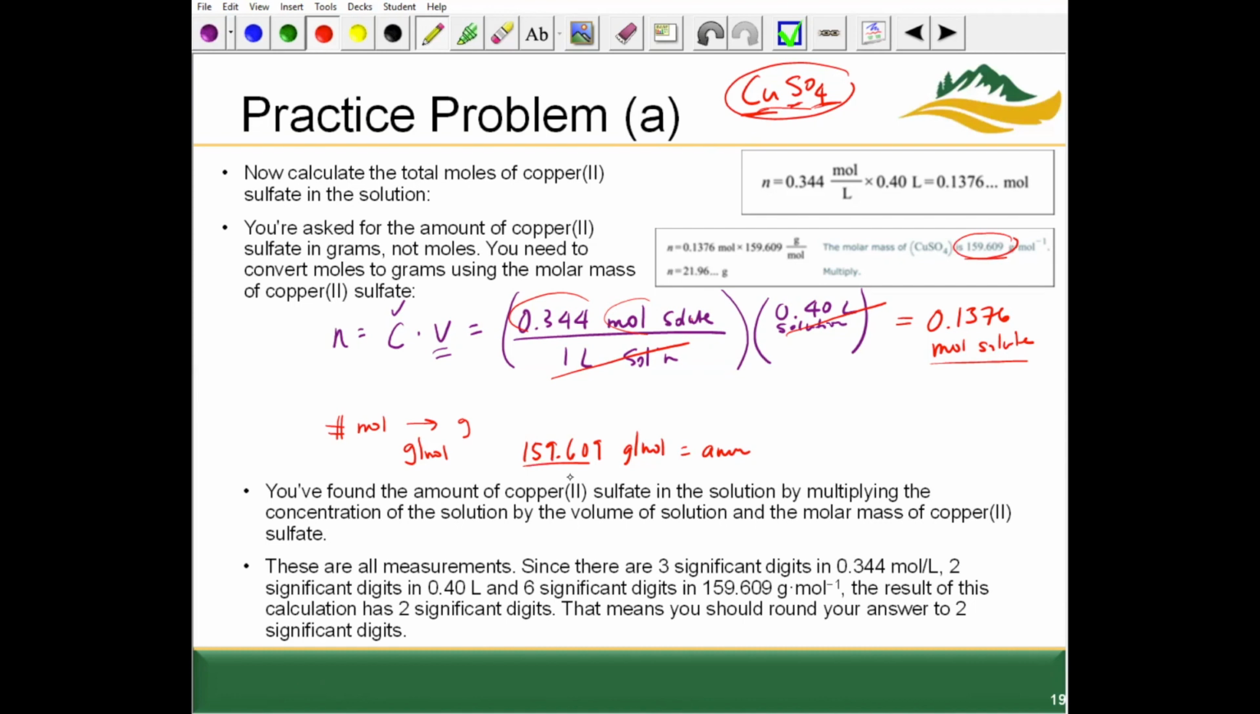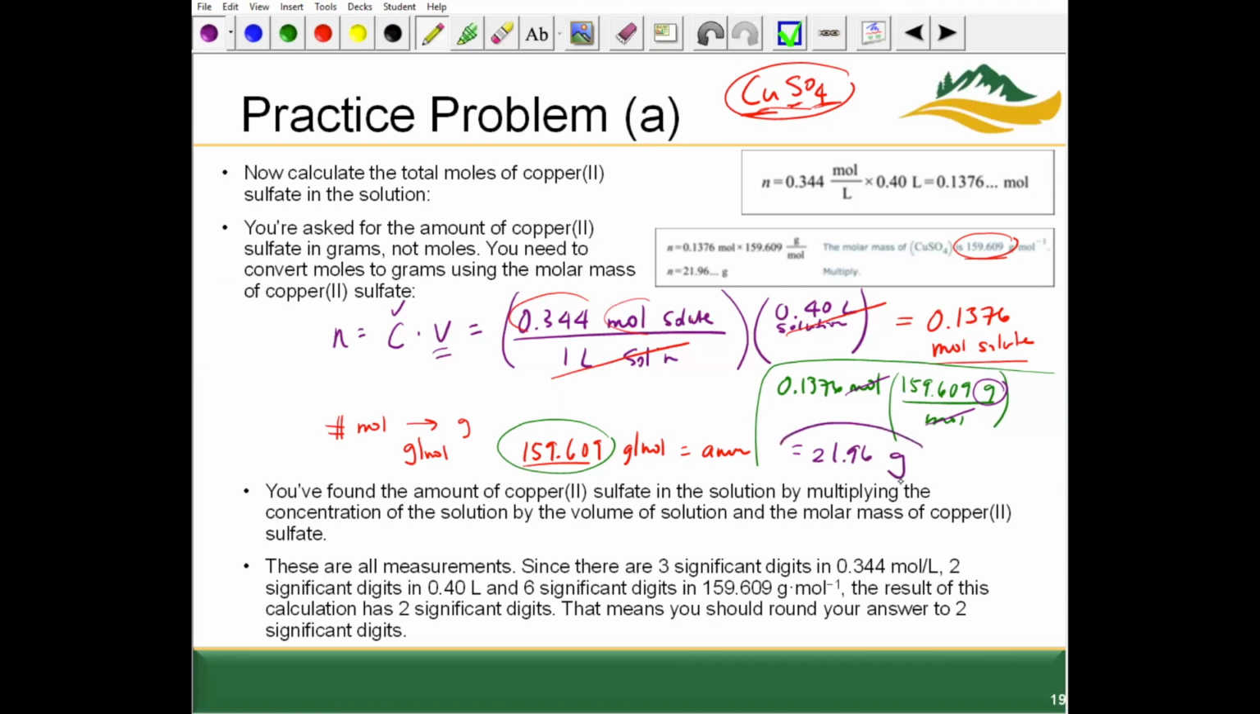So now that we have that, we can go into the last step here. 0.1376 moles of solute, and we have this conversion factor to work with. If we want just grams at the end, then we should orient this such that it's 159.609 grams per mole. So when we orient it like that, we can cancel out moles and moles, be left with just grams. When we do that division, we should get now 21.96 grams of our solute.